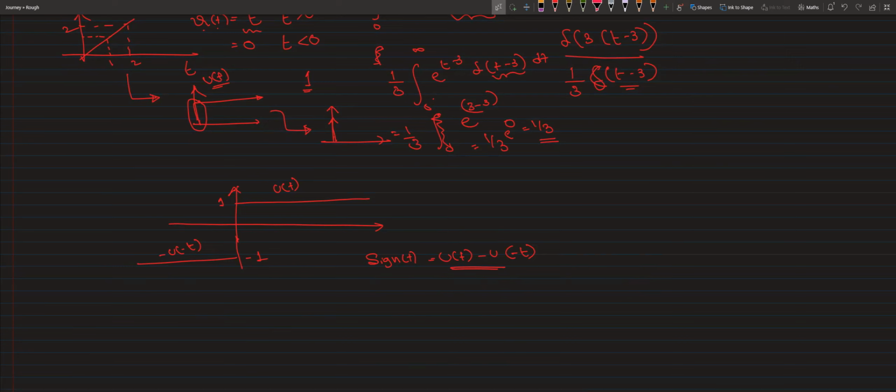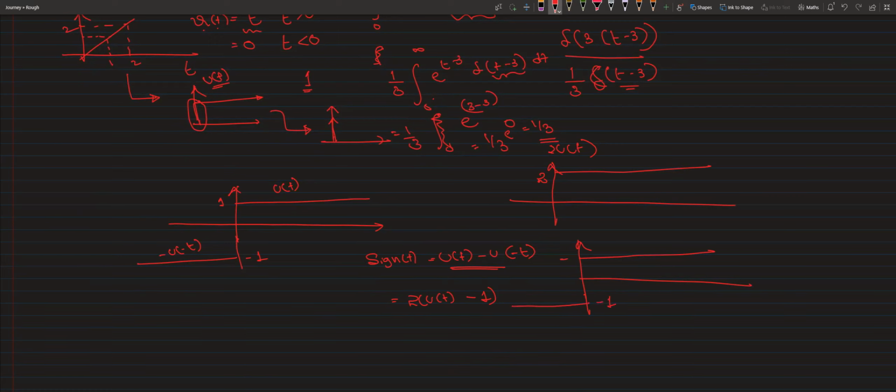It's also, can I say, signum of t is 2 u of t minus 1. I'll show you. 2 u of t is nothing but amplitude 2. If I subtract 1, the right side becomes 1, and the left side, which was 0, becomes minus 1. So these are the two important formulas: u of t minus u of minus t, and 2 u of t minus 1. From this, you also get the initial expression we derived: u of t plus u of minus t equals 1.